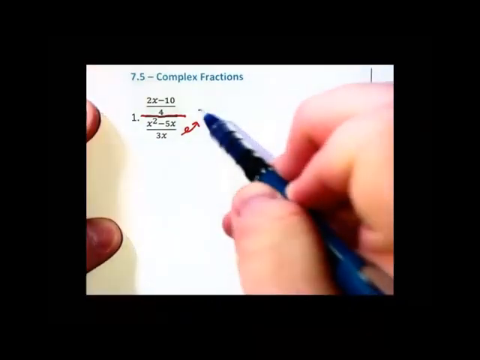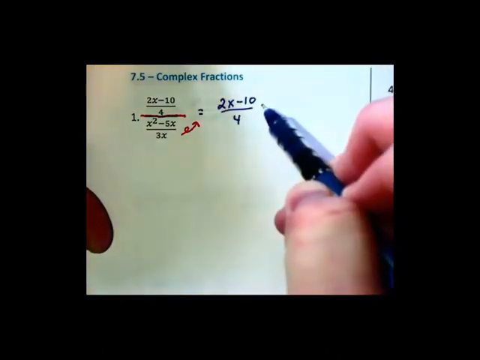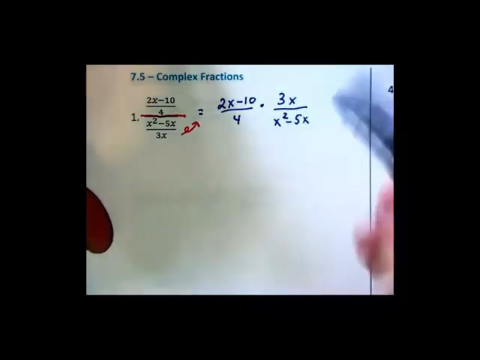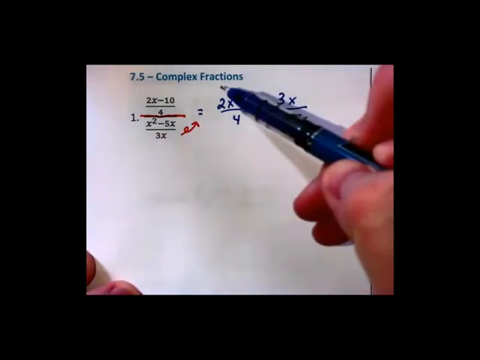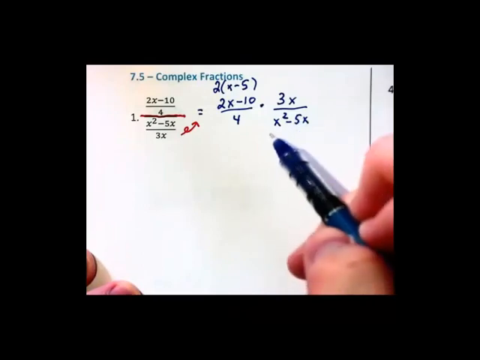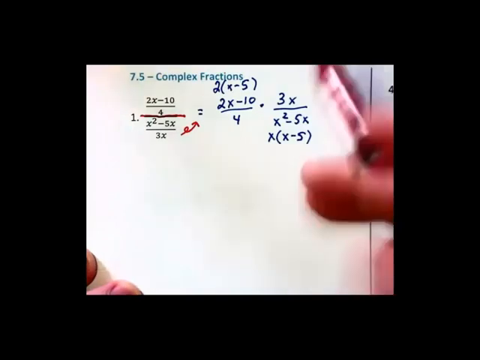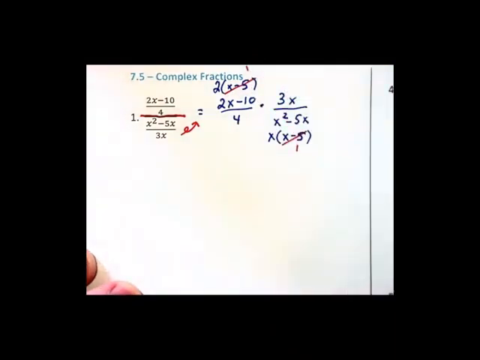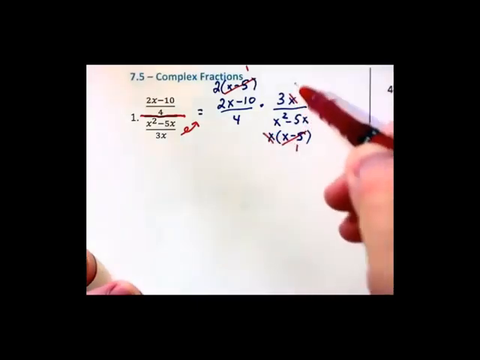So this problem turns into 2x minus 10 over 4 times 3x over x squared minus 5x. Now we just have a multiplication problem, and we can factor both the numerator and the denominator. In the numerator we can take out a 2, and down in the bottom right we can factor out an x times the x minus 5. Now we can cancel, and in the top left and in the bottom right there is an x minus 5 which can be divided out. Likewise, above and below each other in the second fraction, the x's will cancel.